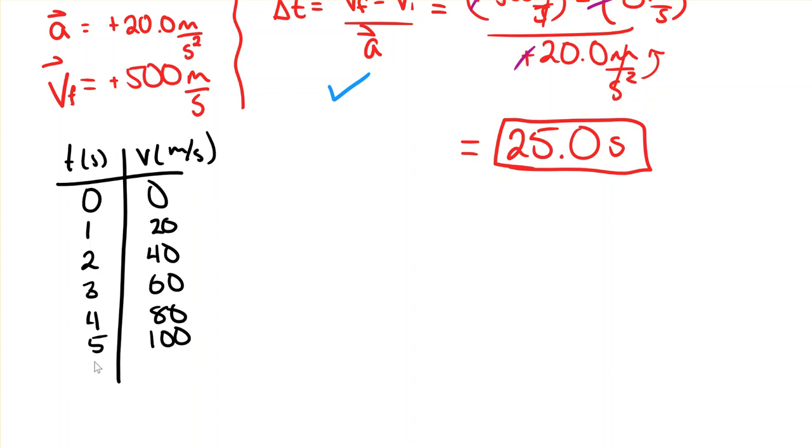If I kept doing this all the way down to 25 seconds, you would see that we would end up with a final velocity of positive 500. So we didn't actually need very complicated math. We just needed to either rearrange the formula or do some kind of logic T-chart stuff.